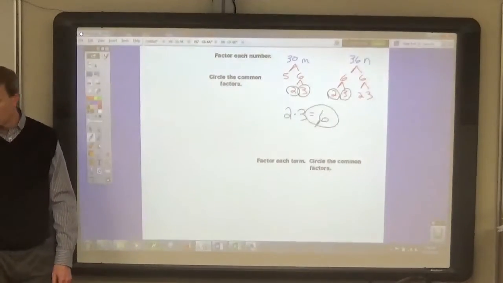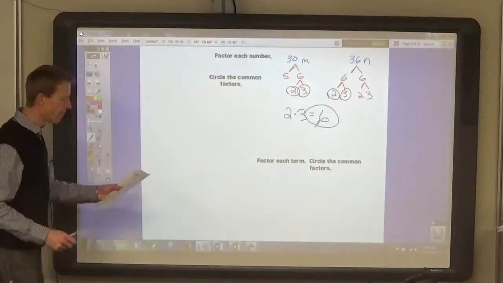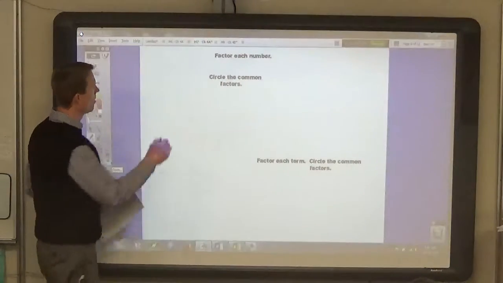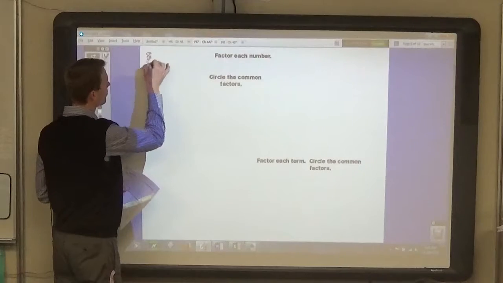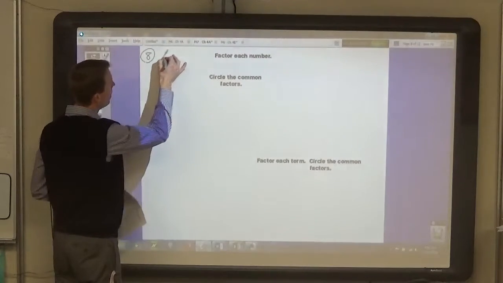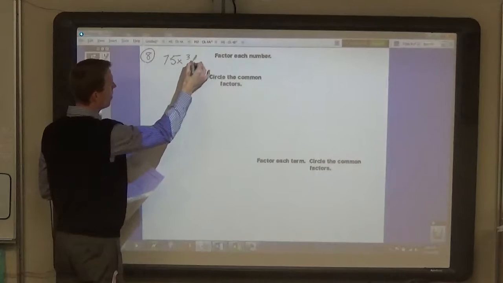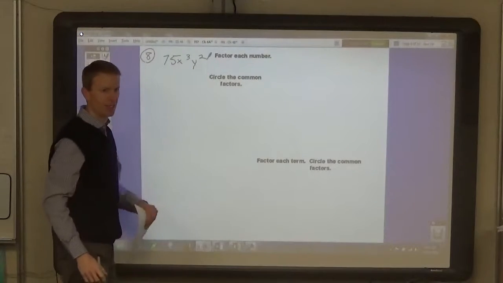But number 8 is different because it has variables that are the same in both. Look at this one. 75 x to the 3rd power, y to the 2nd power.